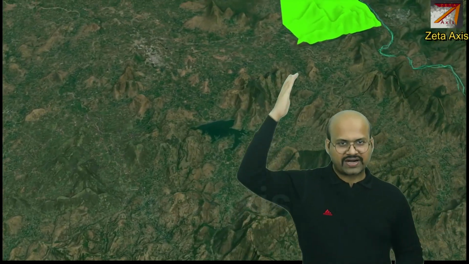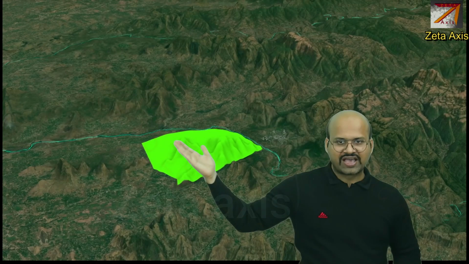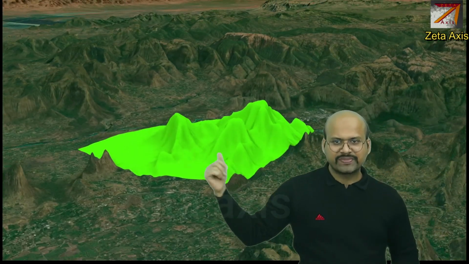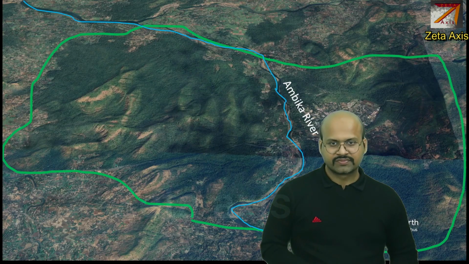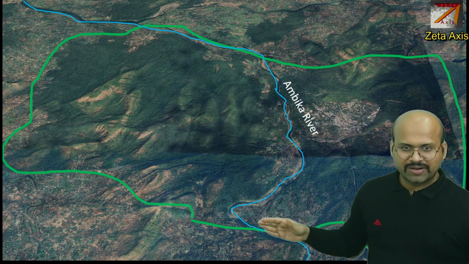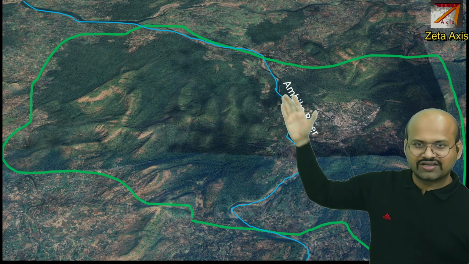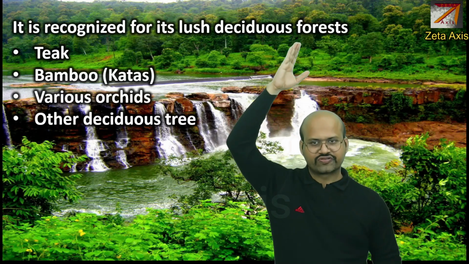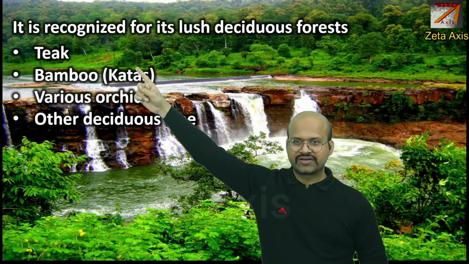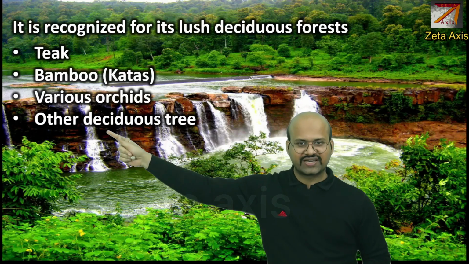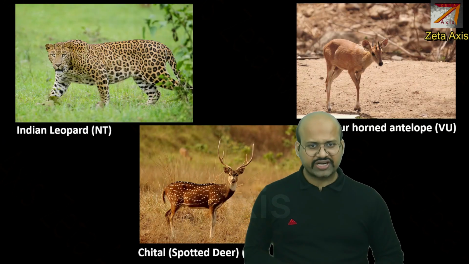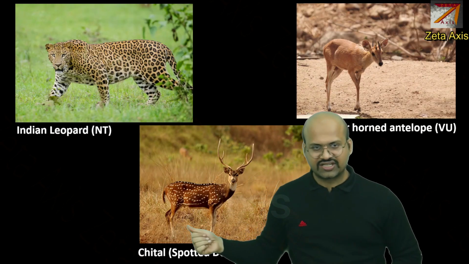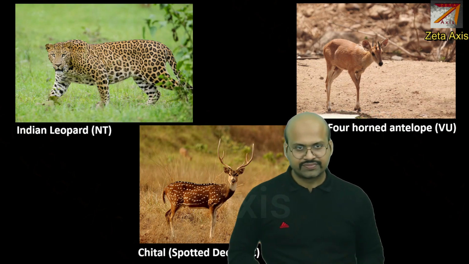Here we can see the topography of this Vansada National Park, where we can clearly see that some part is mountainous while the other is having hilly terrain. We can also see Ambika River. Here is the satellite view, the Ambika River flowing through it, and this is the national park. The Vansada National Park also has deciduous forests, mainly comprising teak, bamboo, various orchids and other deciduous trees. The important animals found here are leopard, chital and four-horned antelope.